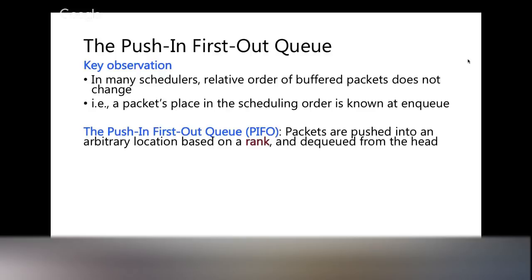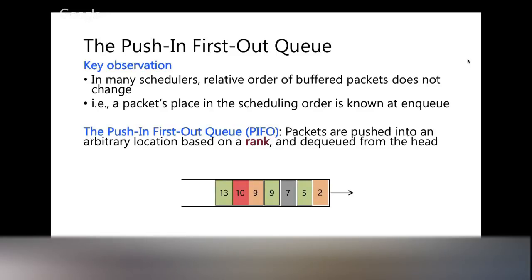So a natural primitive for this is something called a push in first out queue, where packets are pushed into an arbitrary position based on a rank, but DQ'd from the head. Now this rank could either reflect the scheduling order or scheduling time. And this is essentially a priority queue. We use the term PIFO because it captures both the work conserving and non-work conserving use cases, while a priority queue is typically just used to implement strict priority work conserving scheduling.